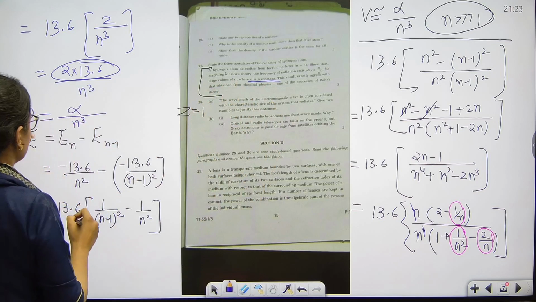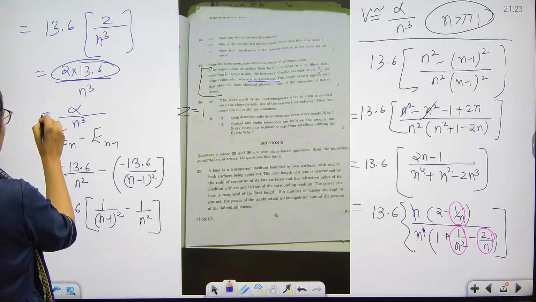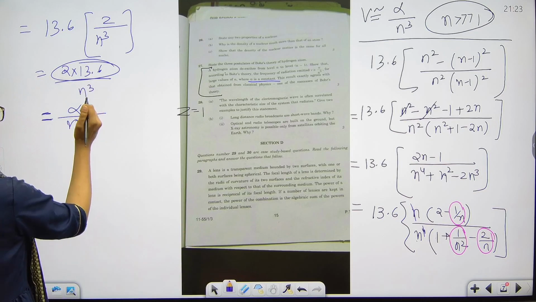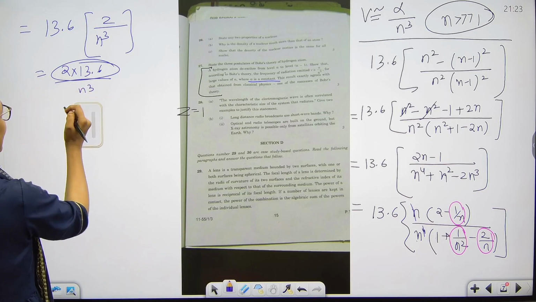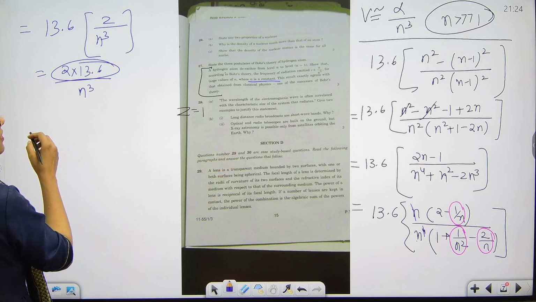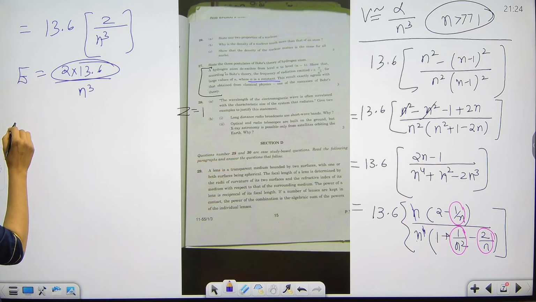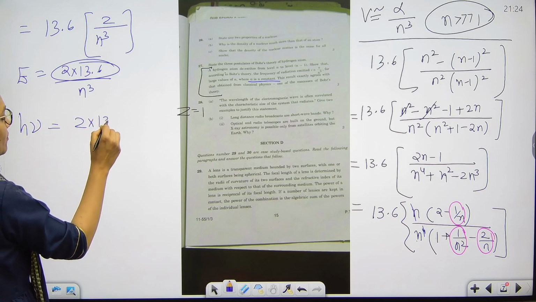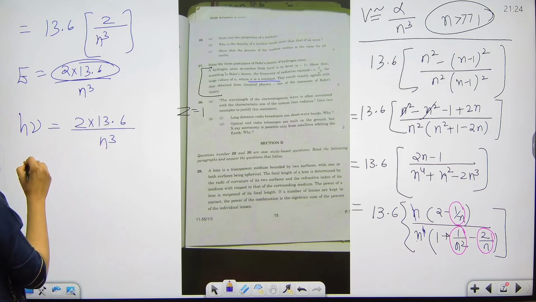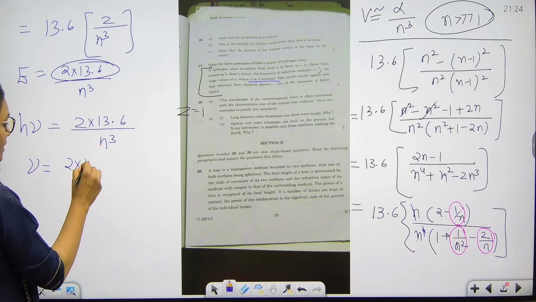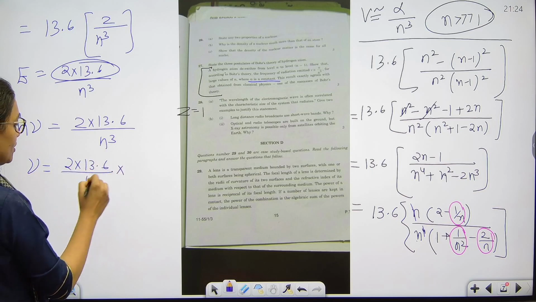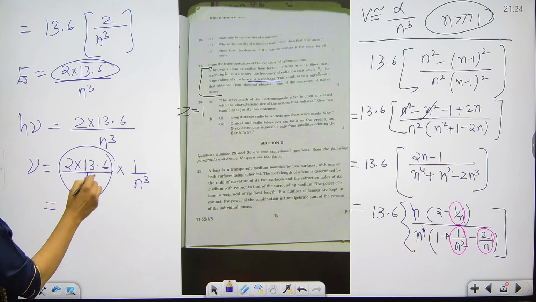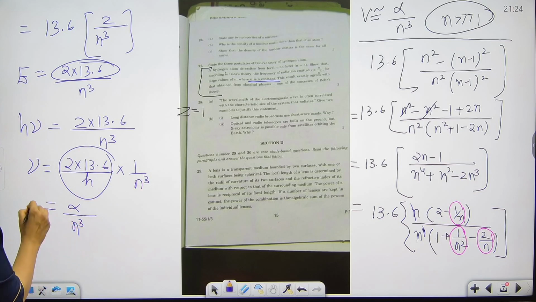That is the energy. We have just calculated the energy, so let us try to find the frequency. This is the energy basically. So energy can be written as h into frequency, which is 2 into 13.6 divided by n cube. Now frequency will be 2 into 13.6 divided by h into 1 upon n cube. This term you can take as alpha, all the things are constant. Divided by n cube is the frequency.